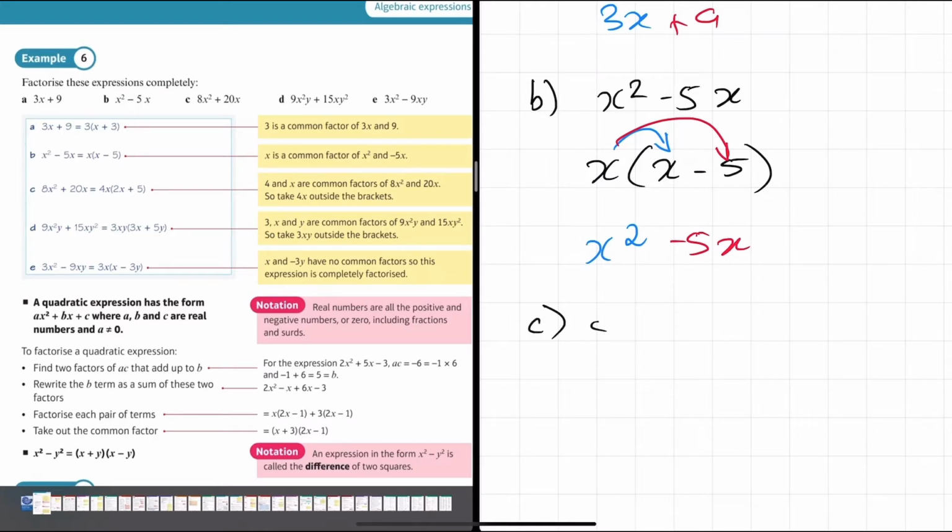C. 8x squared plus 20x. Well, the highest common factor between 8 and 20 is 4, and between x squared and x, the highest common factor is x. 4x times 2x gives us 8x squared, and 4x times 5 gives us 20x.